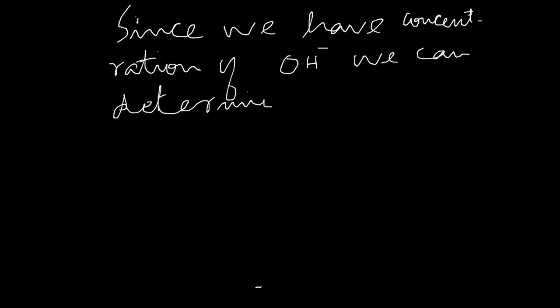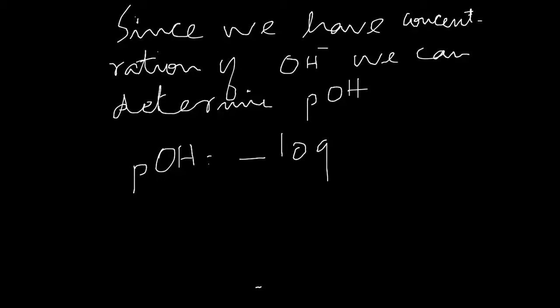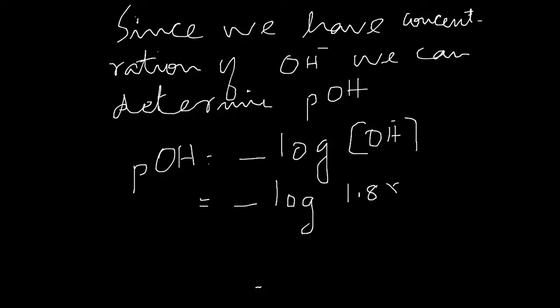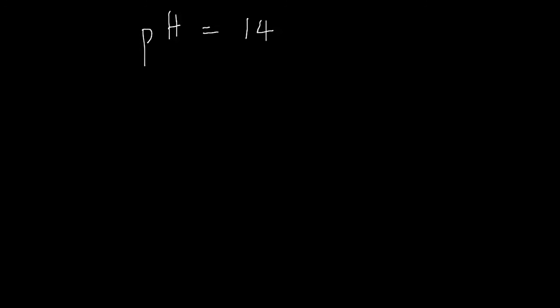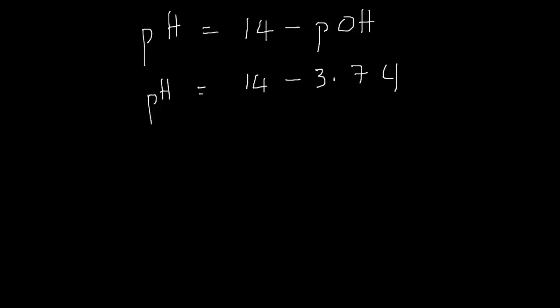Since we have the concentration of the hydroxide ions, now we can determine the pOH using the equation pOH is equal to negative log of the OH- ion concentration. The pOH of the solution is equal to 3.74. pH plus pOH is equal to 14, or in this case pH is equal to 14 minus pOH. Therefore pH is equal to 14 minus 3.74, or pH is equal to 10.26.